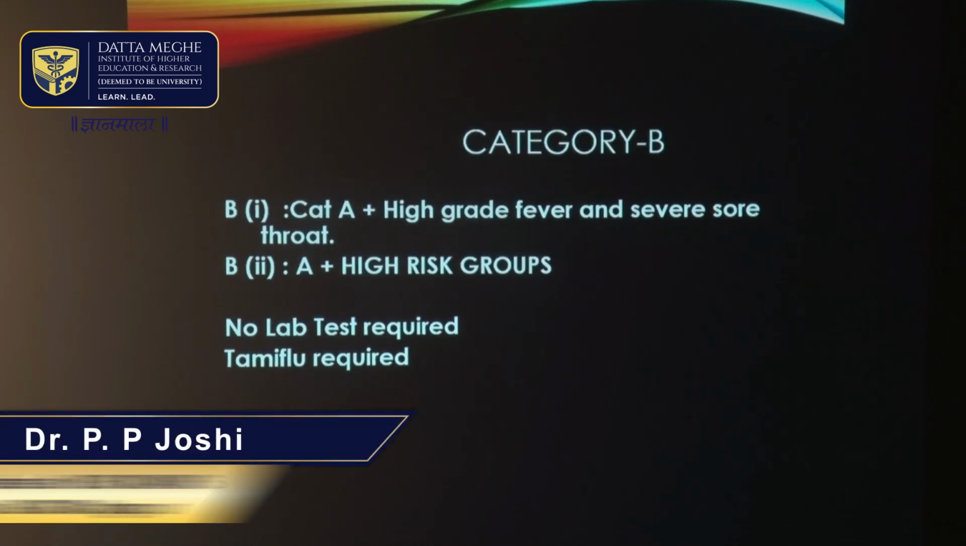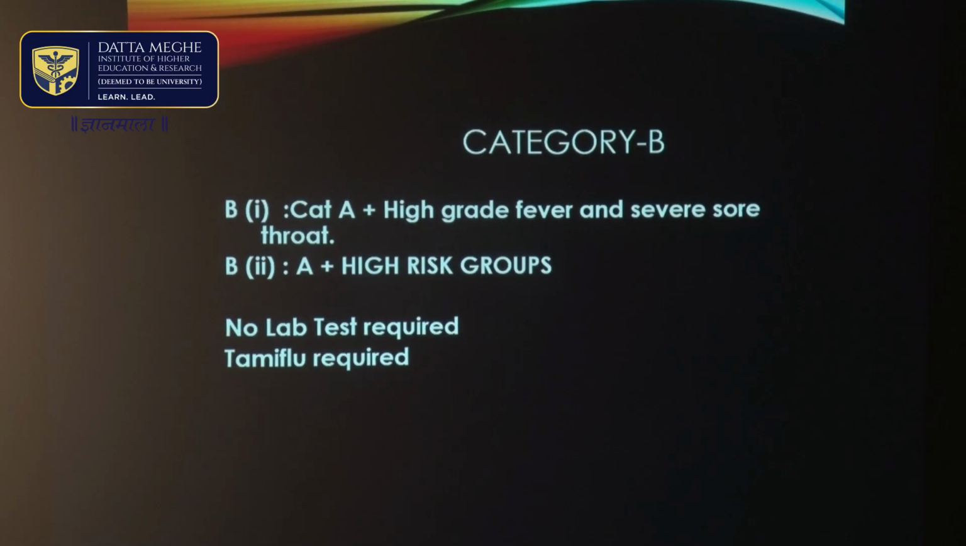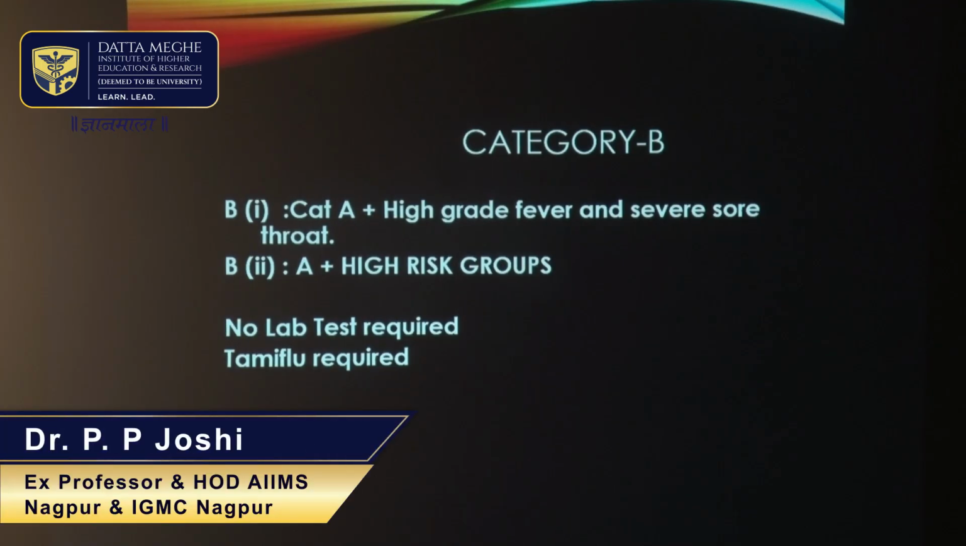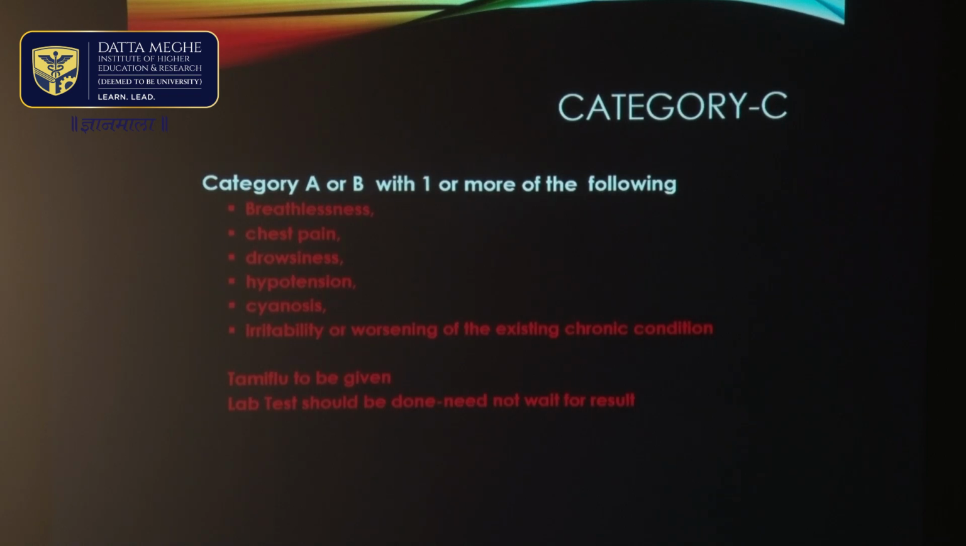Whereas in category B, the patients have high grade fever associated with severe sore throat and systemic manifestations of body ache and headache, or the patient has mild grade symptoms but falls into the high risk groups, that means patients have comorbidities. In that situation, we need to start oseltamivir immediately, but there is no need of doing any lab tests.